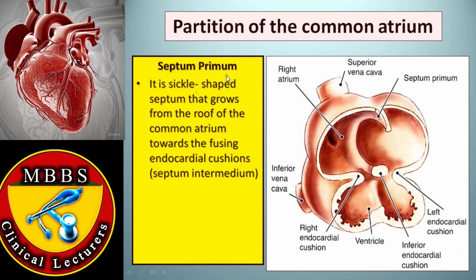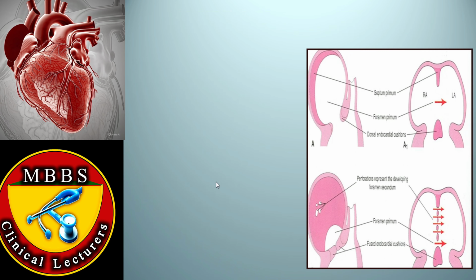Okay, so what is the septum primum? It is a sickle-shaped septum that grows down from the roof of the common atrium and fuses towards the endocardial cushion, and that part is called the septum intermedium, and it divides the common atrium into right and left.